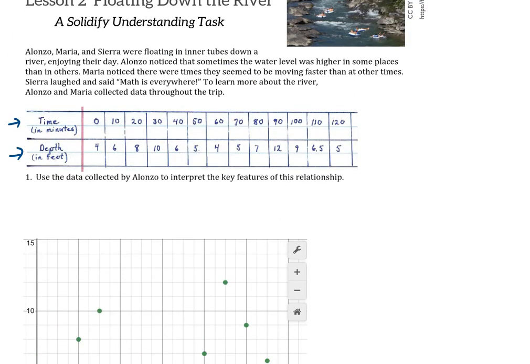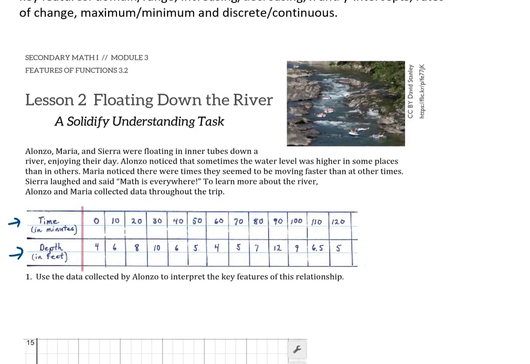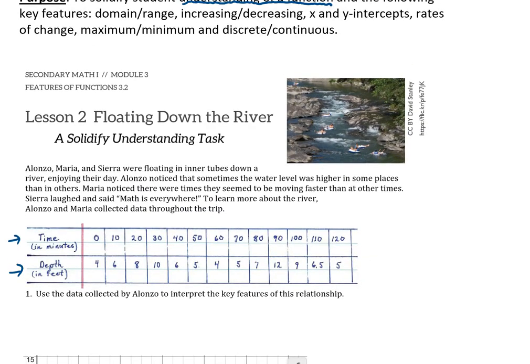It says, use the data collected by Alonzo to interpret the key features of this relationship. So without even graphing it from the table, I can figure out some of the key features. First of all, is it a function? Does every time go to one depth? As we look at the table, we can see that's yes. Time 0 goes to 4, 10 goes to 6, 20 goes to 8, and so on. Every time goes to one depth. So it is a function, and we can analyze the domain, range, etc.